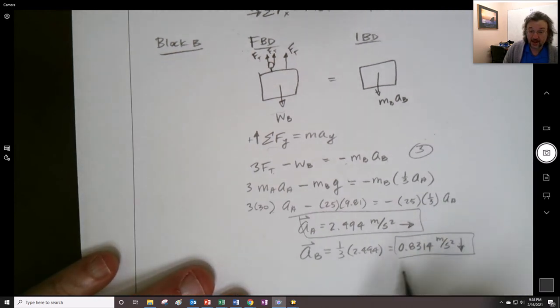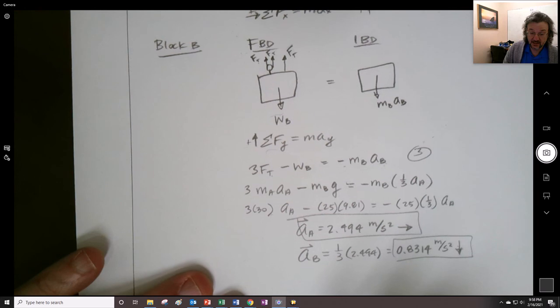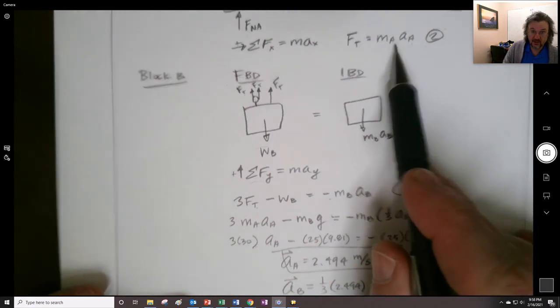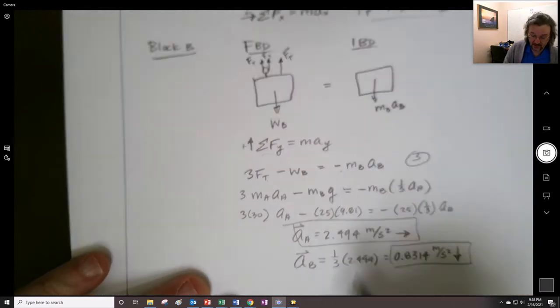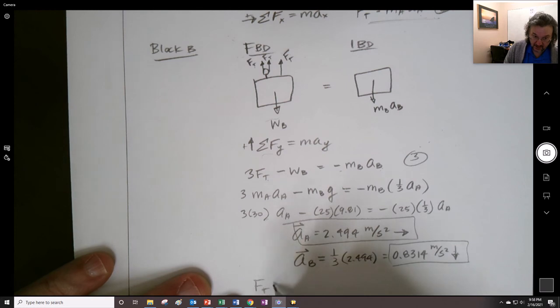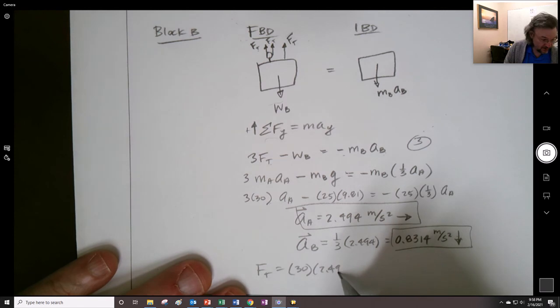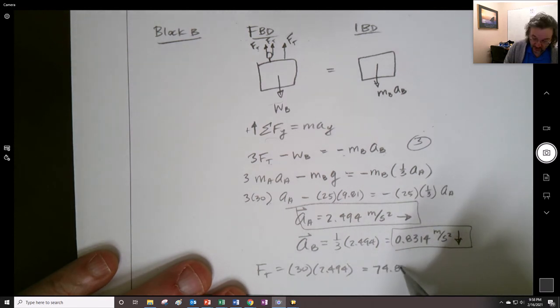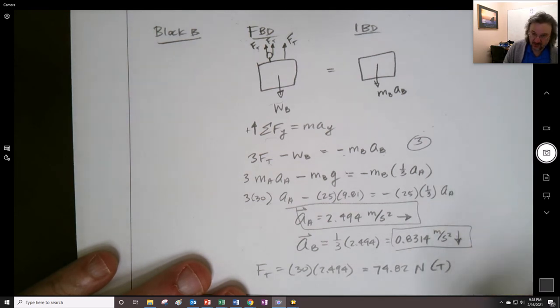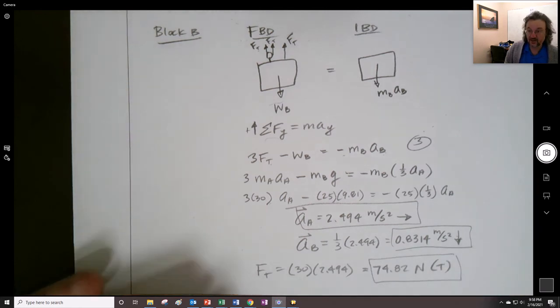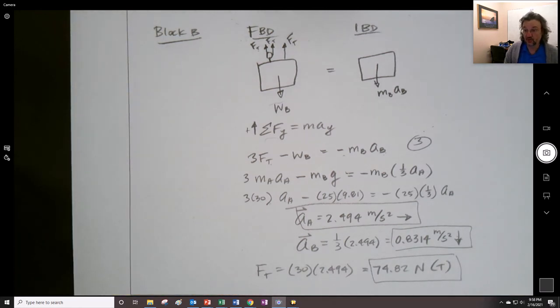We were also asked for the force, the tension. What we could do, easiest, is just to put it back into here. So we'll say that Ft is equal to the mass of A, 30, times our 2.494. And that's going to be 74.82 newtons. And it's good to add that it's tension, although we know it's going to be tension because you can't push a rope.